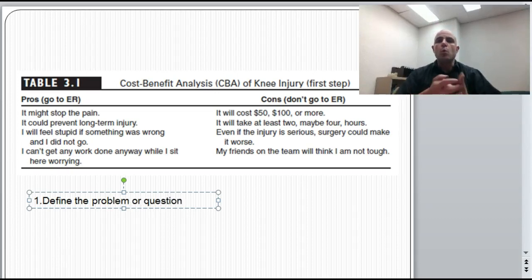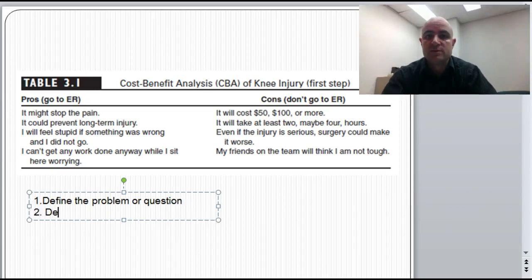So you need to figure out what it is you need to actually do this cost-benefit analysis. Okay, so you got to figure out what the problem is that you need to decide on, what question you need answered. All right, so that's step 1. You need to be clear about that. So the example that we're going to be looking at is you hurt your knee and you're trying to decide if you want to go to the hospital or not. All right, that's step 1.